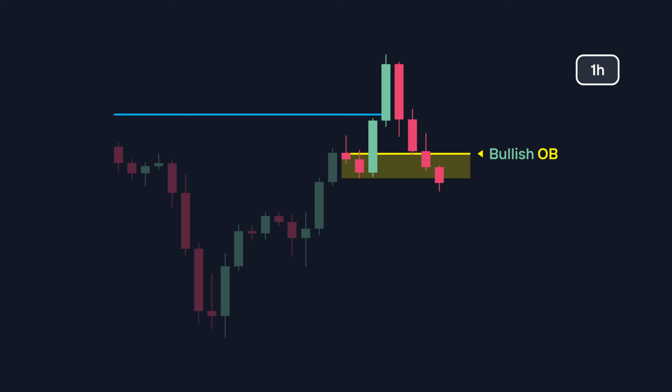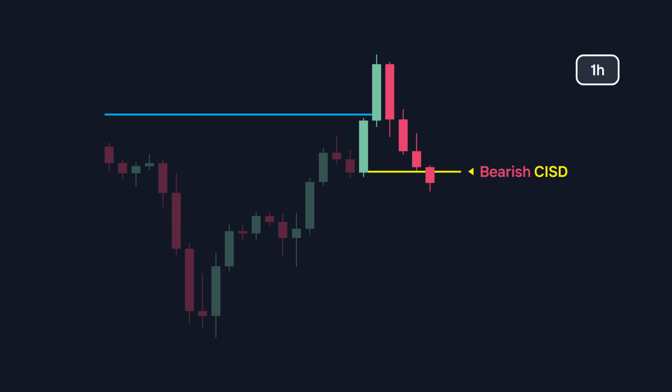But by having a little patience, we can see that the next candle managed to close below the bullish order block's area whilst also confirming the bearish CISD in the process, which means we can now finally start thinking about where we can enter our short. But what would make a good entry position in this scenario?